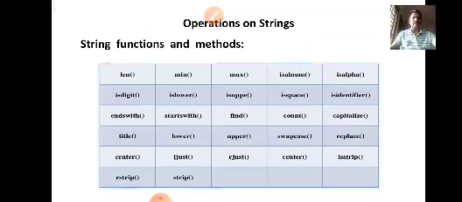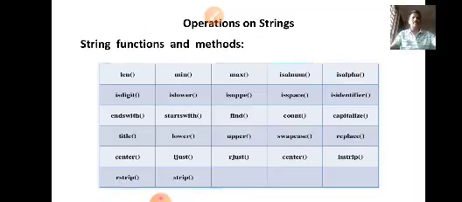Now here, string functions and methods. Any identifier followed by a pair of parentheses, normally we say that it is a function, right? So clrscr, printf, scanf, cout, cin, those are all functions in C++ languages. Here in strings, some functions are built-in functions readily available in the Python interpreter.